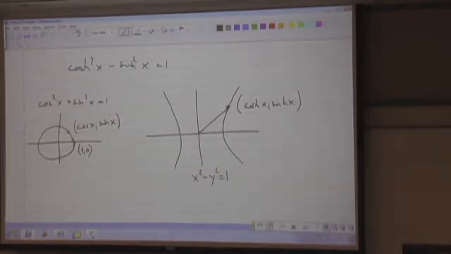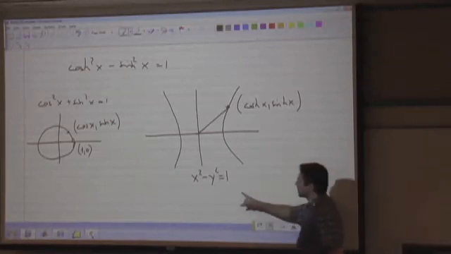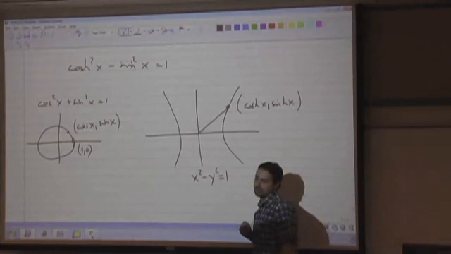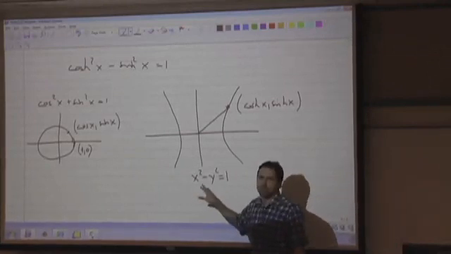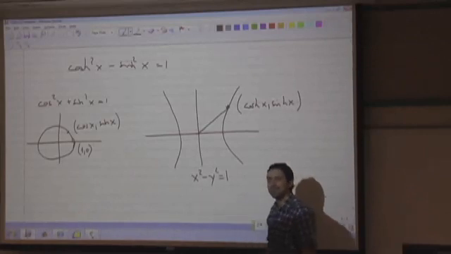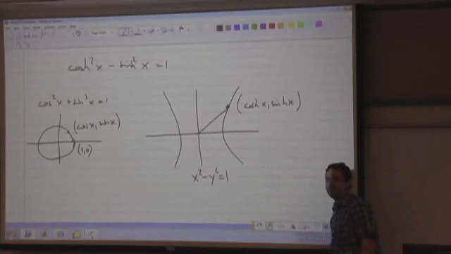Why? Because x squared minus y squared is equal to 1 is the equation of a hyperbola. Which I probably should have started off with, because how many of you remember the equation of a hyperbola? No. Do you remember the equation of an ellipse? Yeah, it's like y squared plus x squared equals something squared. Nope.